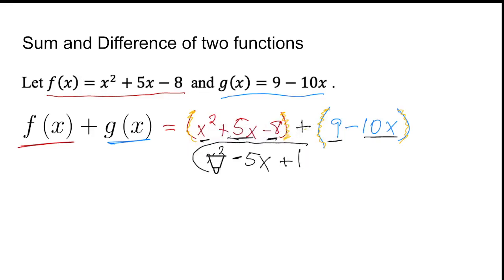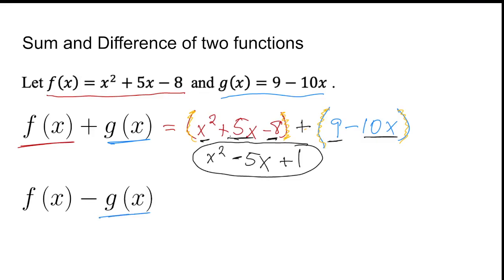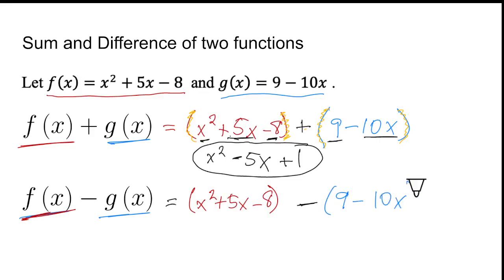We've combined this function. Now subtraction is very similar, but a little different at the same time. So we've got our g of x function, we've got our f of x function. So this time we're going to take the two functions and we're going to subtract them. So we write the first one, and again I'll put parentheses around it, x squared plus 5x minus 8. Second one we're going to say is 9 minus 10x, that's the g of x function.